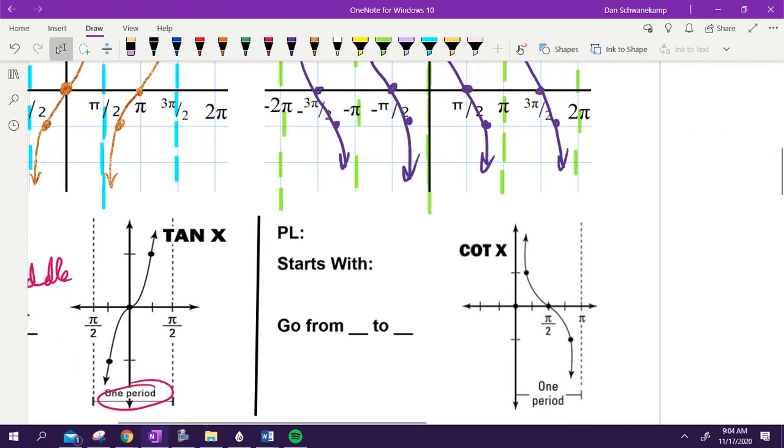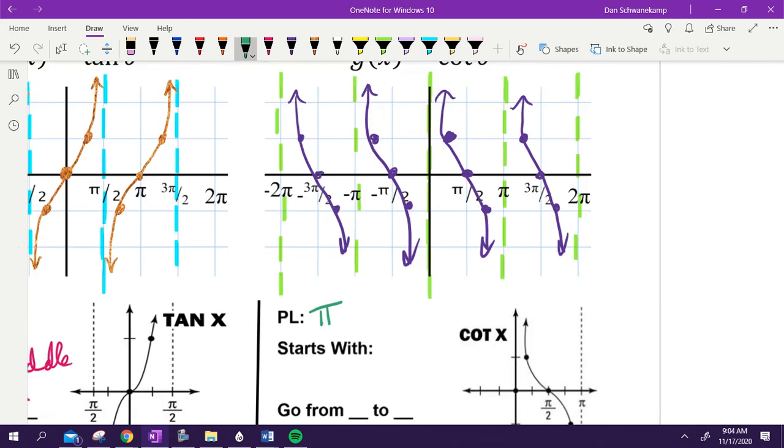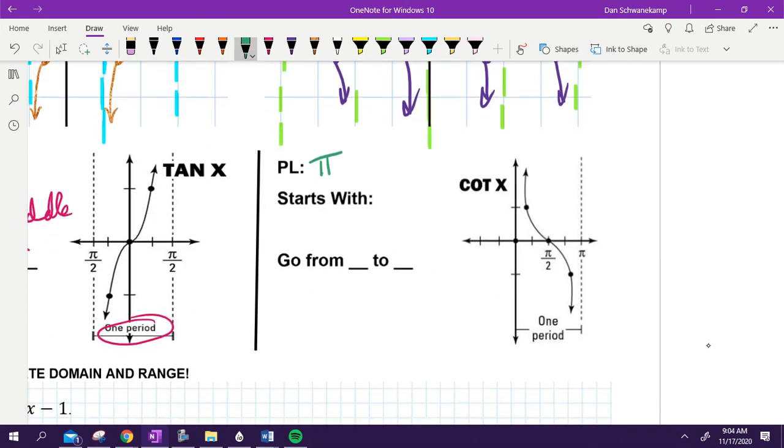Cotangent. What's my period length going to be with cotangent? It's pi. It's still pi. This time we go from 0 to pi to make our graph, but yeah, my period length is still pi. Tangent and cotangent both have a period length of pi. What do we start with on a cotangent graph? Is it a vertex point or is it the asymptote line? Asymptote. We start with an asymptote for cotangent. And we go from the top to the bottom. We start up, we go down. The cotangent graph.